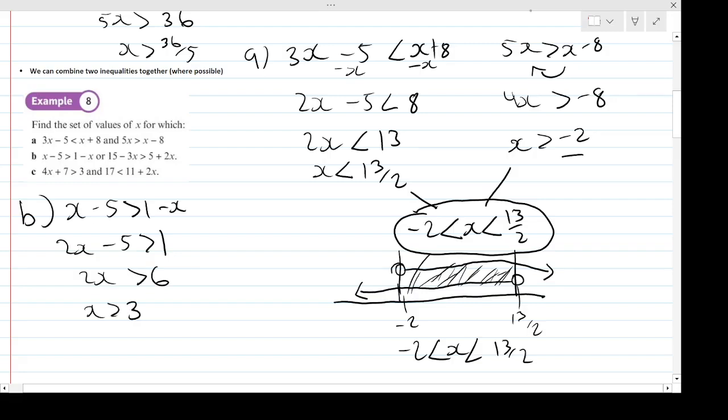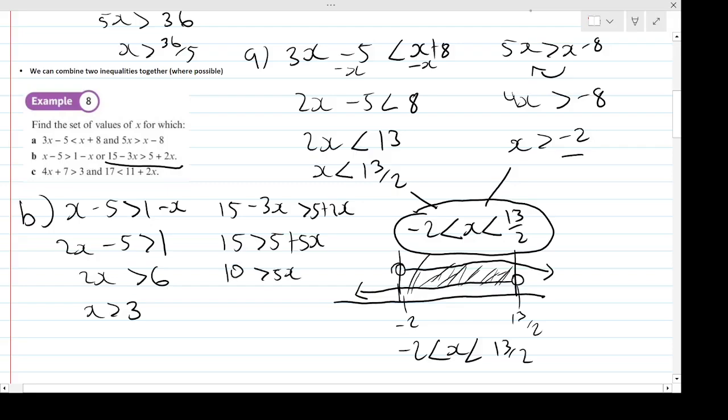Cool. Likewise, then we're going to solve this inequality. 15 minus 3x is greater than 5 plus 2x. Hopefully I have room here. Well, I'm going to add the 3x to both sides. So 15 will be greater than 5 plus 5x. Then I'm going to move the 5. So 10 will be greater than 5x.